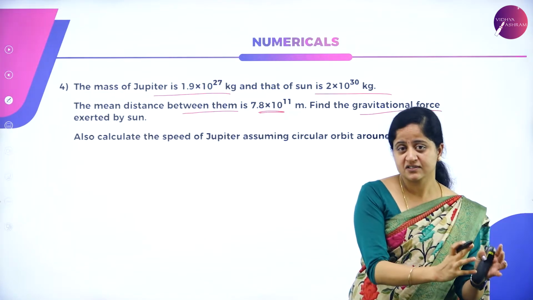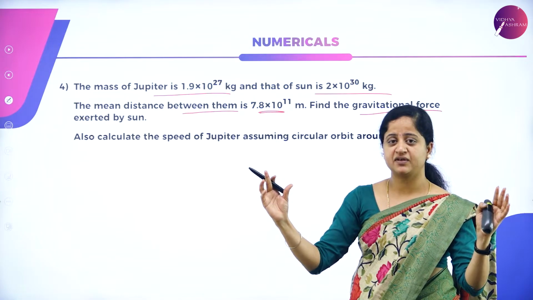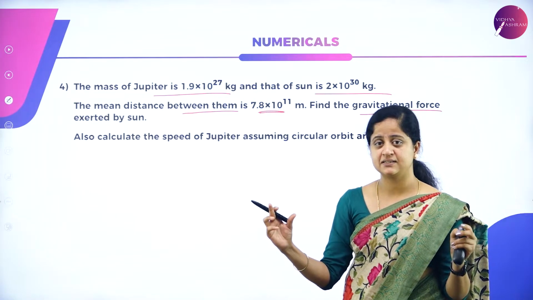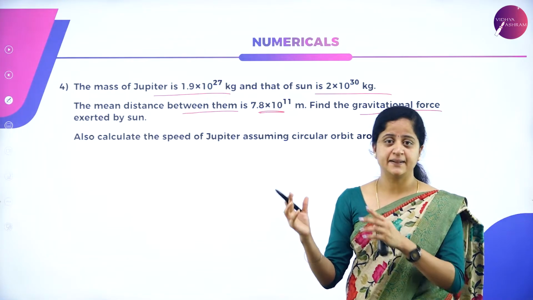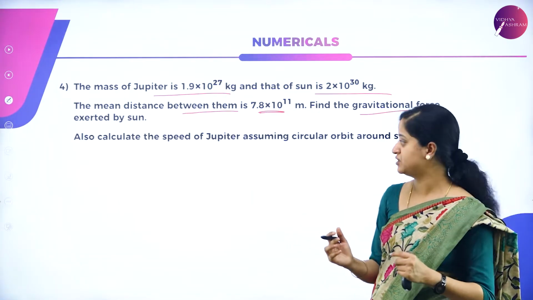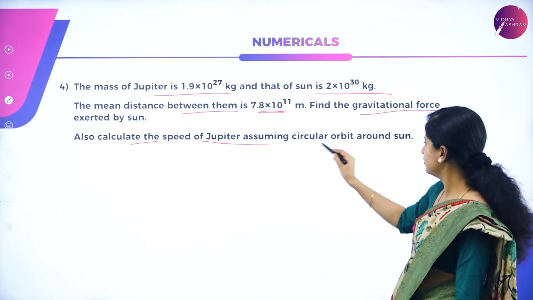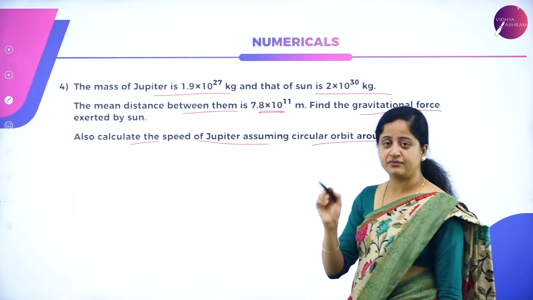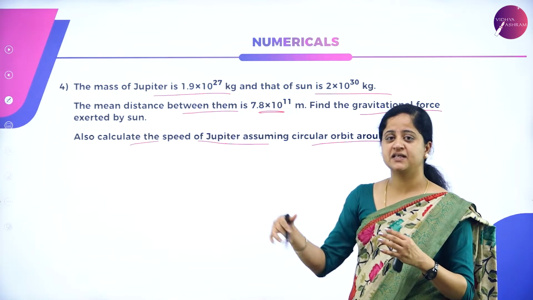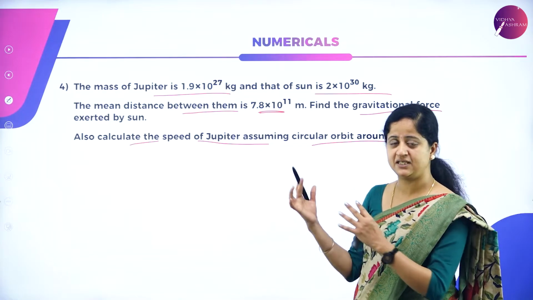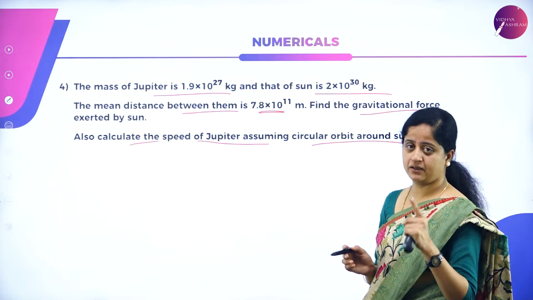Jupiter also has got some mass. Sun has also got some mass. So there is a force of attraction between these two masses, and we have to find the gravitational force exerted by the Sun on the Jupiter. And also we have to calculate the speed of Jupiter assuming circular orbit around the Sun. We all know that Jupiter or any other planet revolves in an elliptical orbit around the Sun, but here we have to assume that Jupiter is circular in orbit around the Sun.